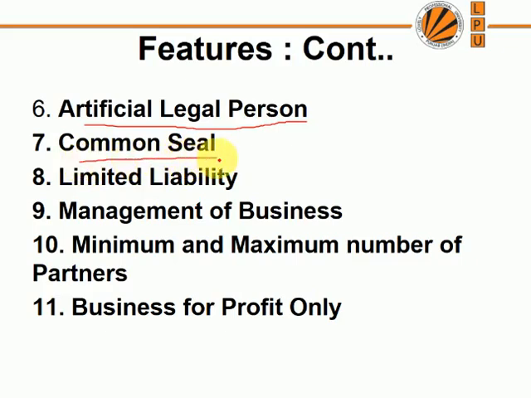Another, seventh feature of the limited liability partnership is the common seal. An LLP, being an artificial person, can act through its partners and designated partners. An LLP may have a common seal if it decides to have one. Usually companies have a common seal, but for an LLP it is not mandatory. It shall remain under the custody of some responsible official, and it shall be affixed in the presence of at least 2 designated partners of the LLP.